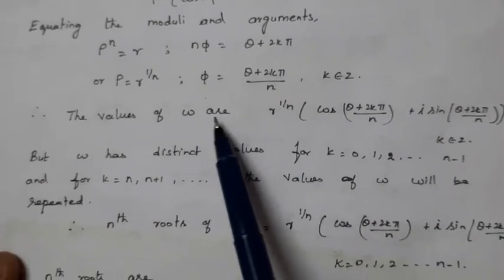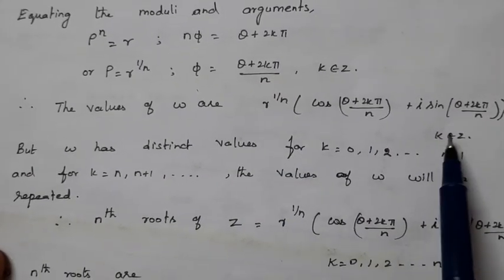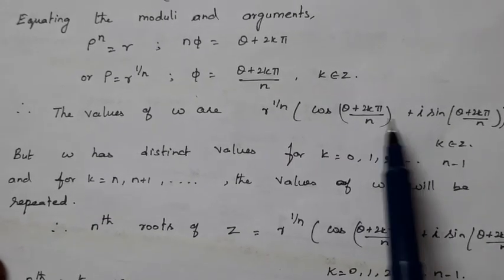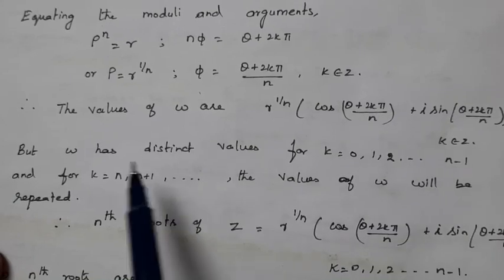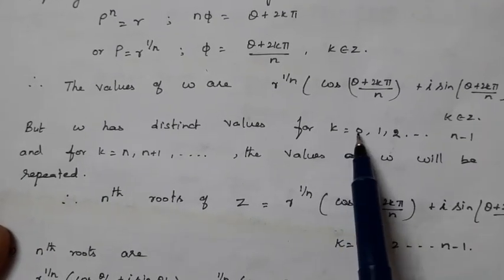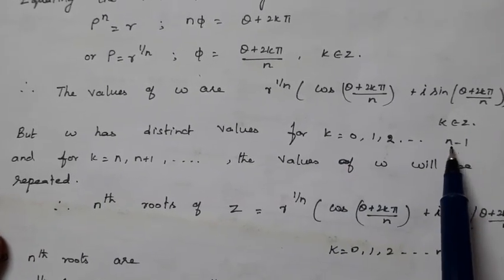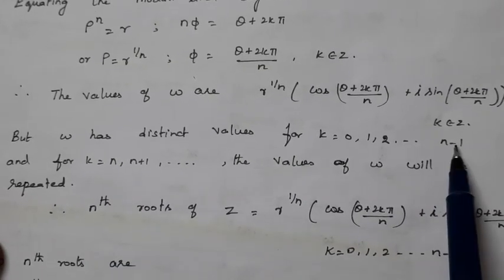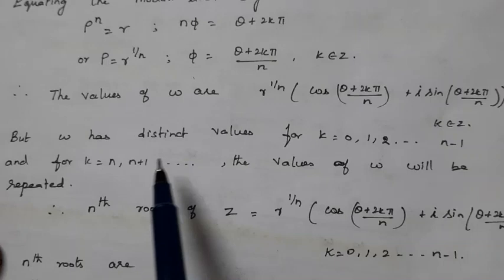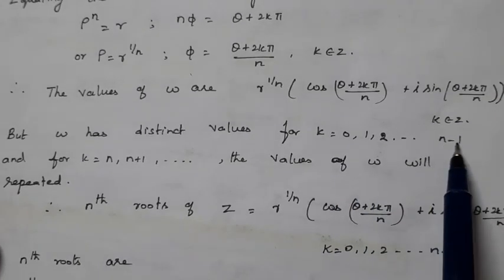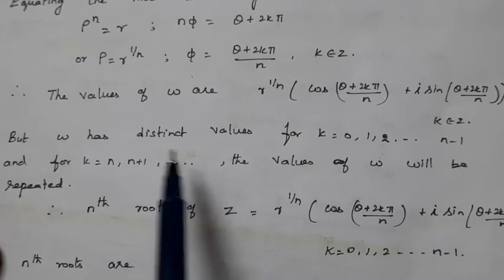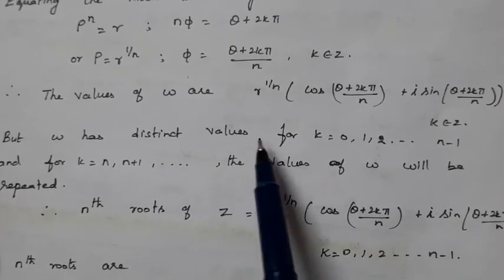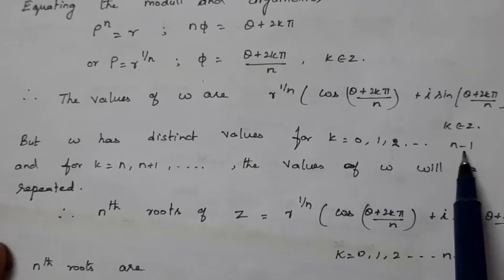So this is not a single value. Omega has a lot of values according to the value of k. When k is equal to 0, 1, 2, etc., it will have a lot of values. But for k equal to 0 to n minus 1, omega will have distinct values. After n minus 1, if you substitute k as n, n plus 1, etc., the same values get repeated. Therefore, let us take the distinct values, for which k takes the value 0 to n minus 1.